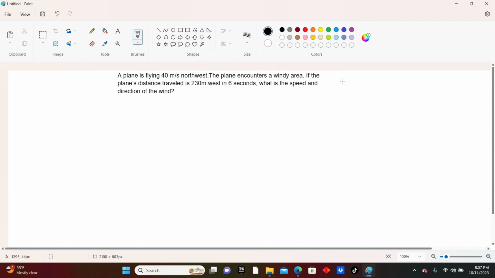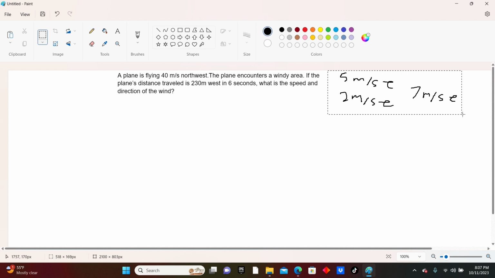So for example, if I was traveling 5 meters per second east initially in a plane, and then I encounter a windy area, and the speed of the wind is 2 meters per second east, my new speed in the windy area is going to be 7 meters per second east. So you're basically just adding the components. And using this concept, we can now approach this problem.